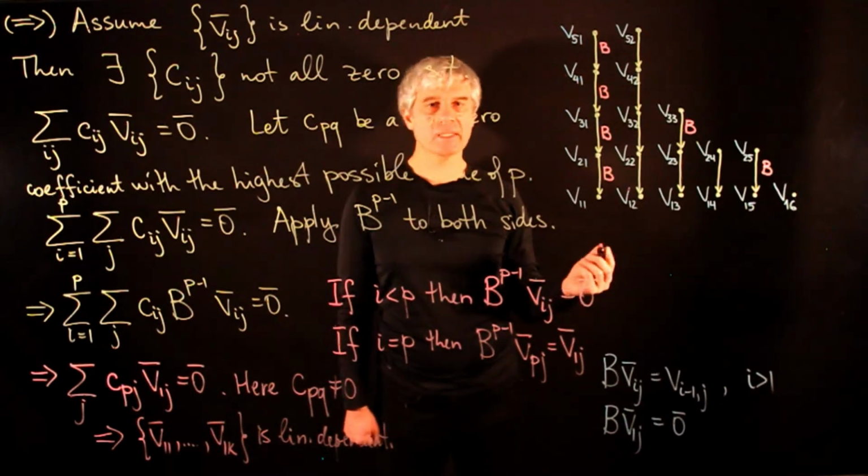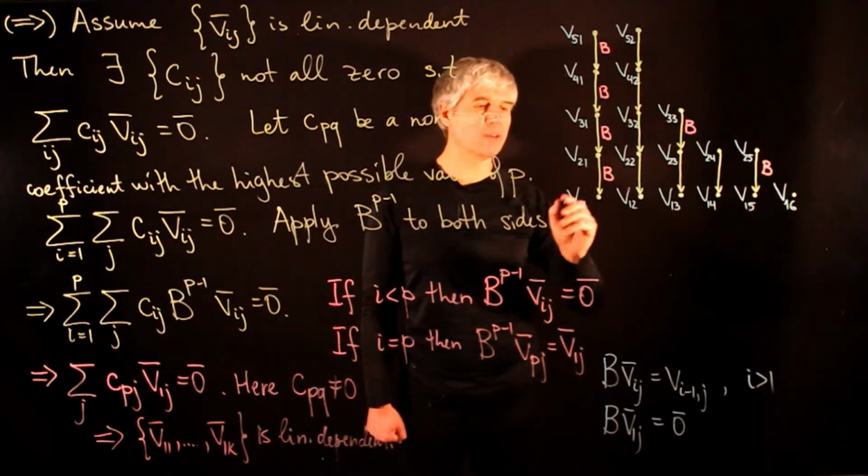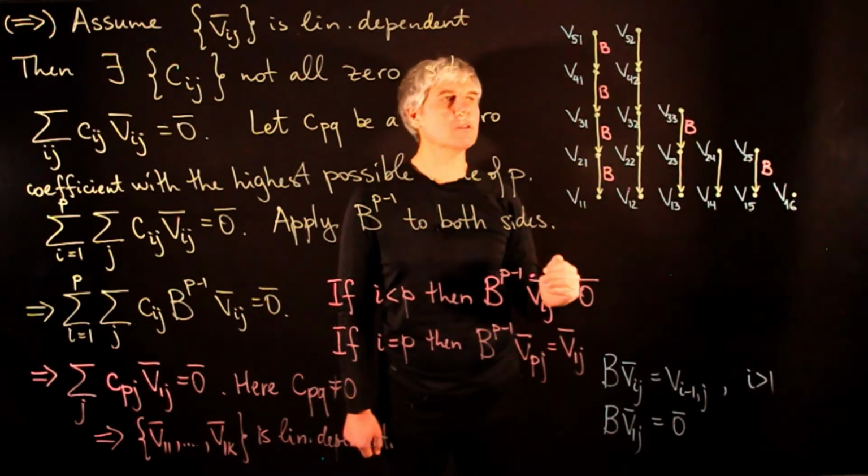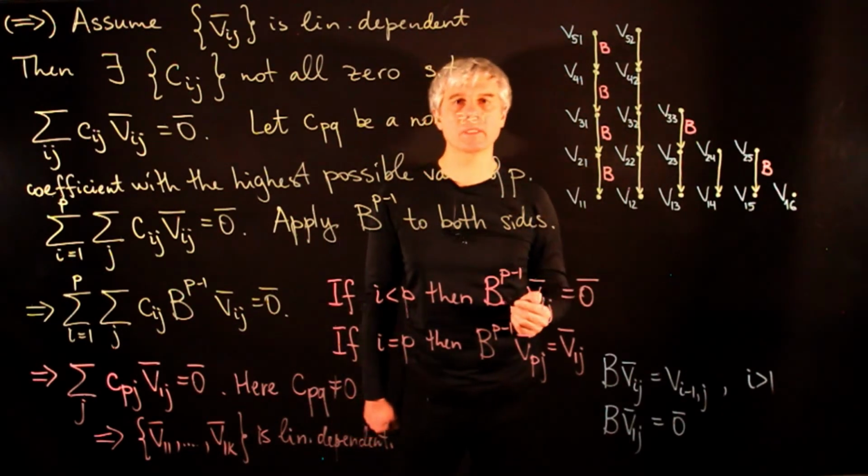So this lemma says that if the vectors at the bottom level are linearly independent, then the set of all vectors in these strands will be linearly independent as well.